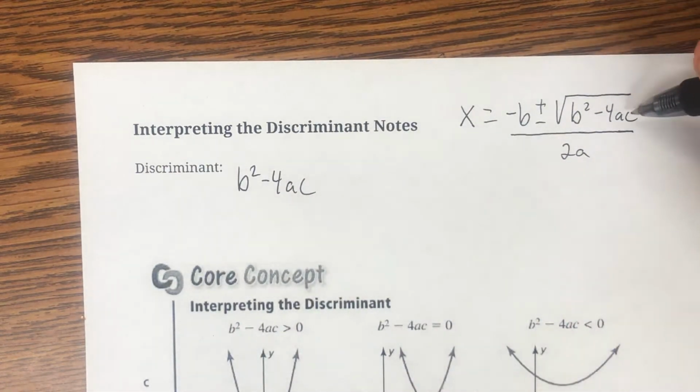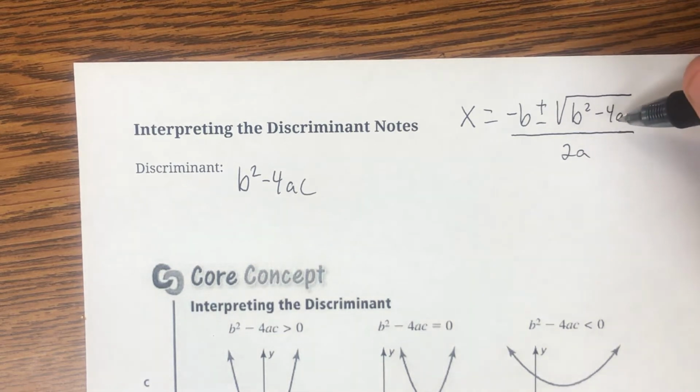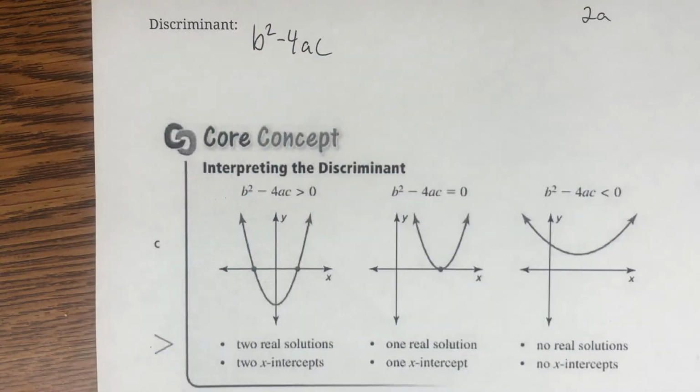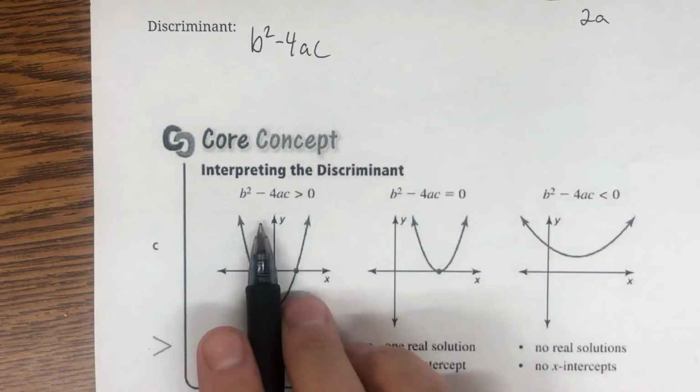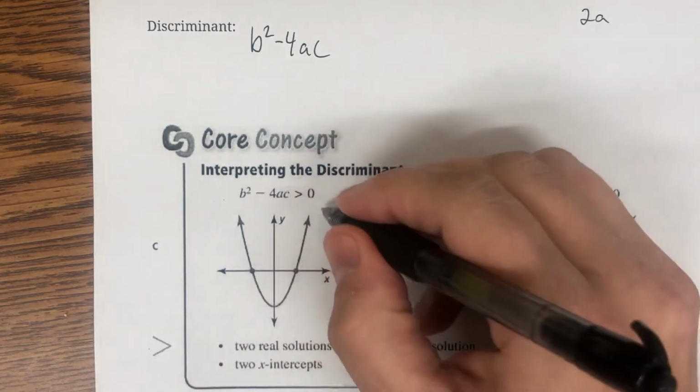The reason why this is helpful for us: if this value, b squared minus 4ac, is positive, that means there's two solutions, okay? If this value is negative, we couldn't take the square root of a negative, therefore there are no solutions. And if it's 0, there's only one solution. So that's kind of what these graphs here look like. If b squared minus 4ac is greater than 0, that means it is positive.